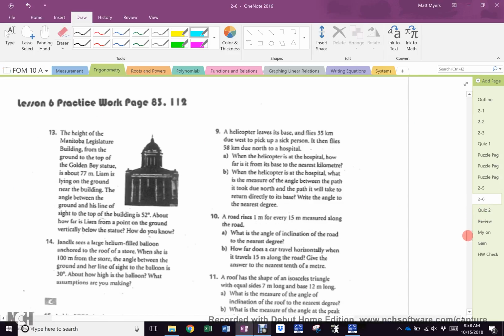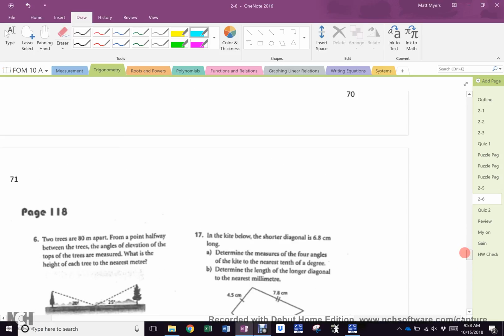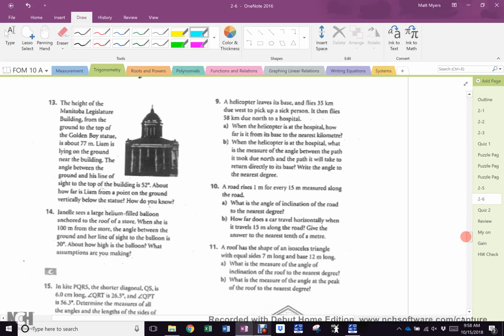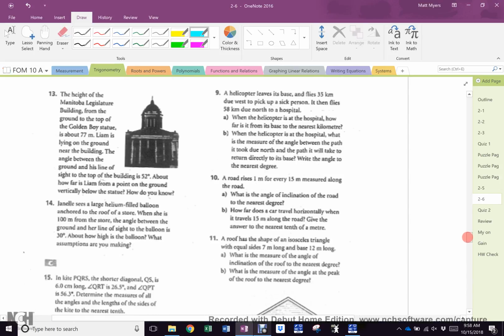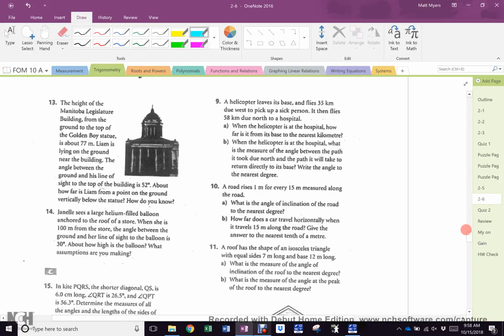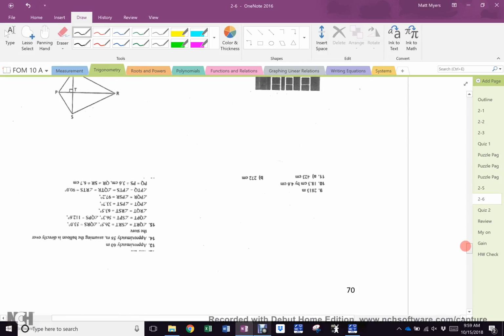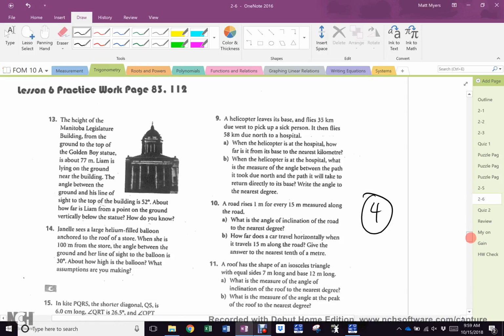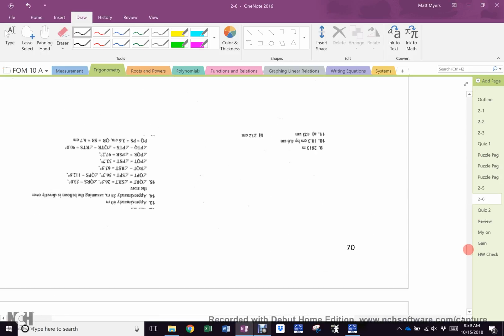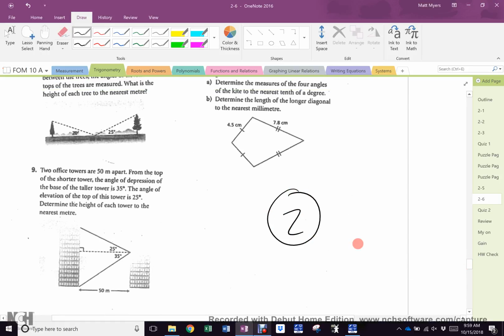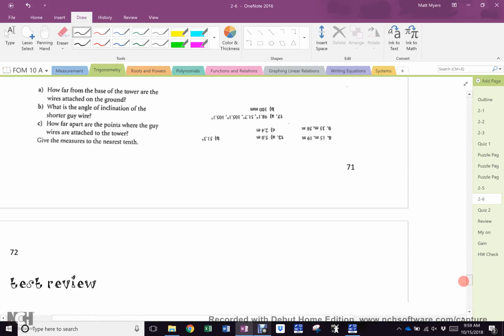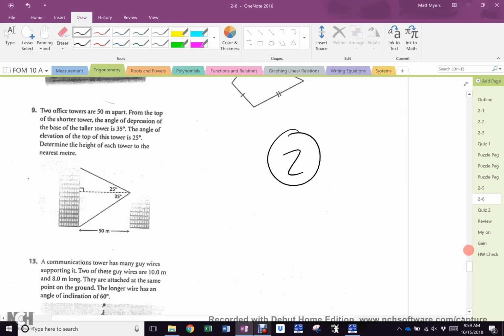Now, please, your next pages should have 2 pages of word problems, right? I want you to do any 4 from page 70, 4 from page 70, and 2 from page 71. Do those right now, please. 3 and 4 should be reversed.